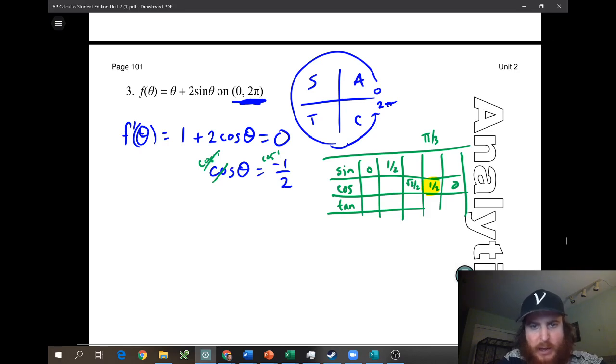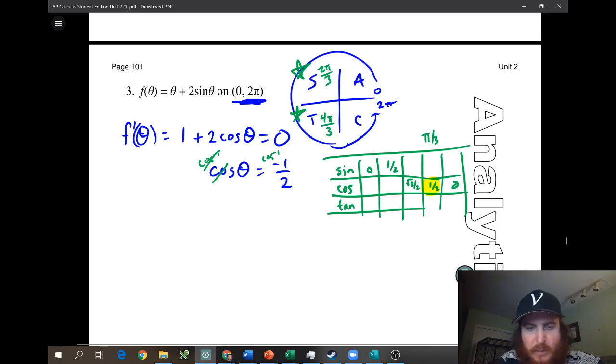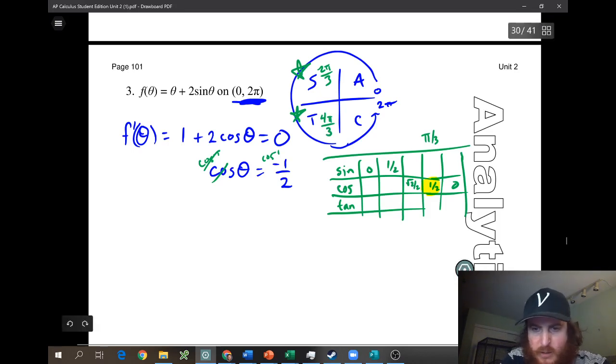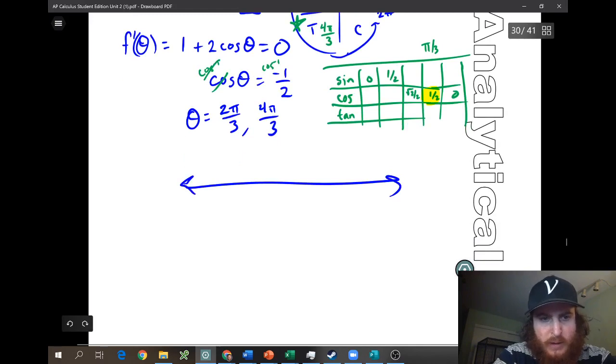Because of the negative, the negative is in the S and the T quadrants for cosine, right? So pi over 3 in the sine quadrant is going to be 1 less than the denominator, so 2 pi over 3. And in the tangent quadrant, it's going to be 1 greater. If you're not good with your trig, you really, really need to practice this. So that means that our answers here would be theta is equal to either 2 pi over 3 or 4 pi over 3. So those are our x values for the critical points. For the y values, you'd have to plug it into the original.